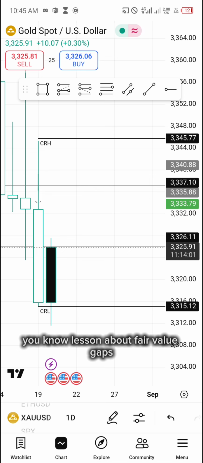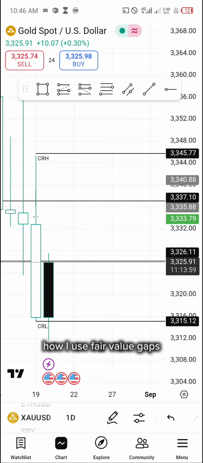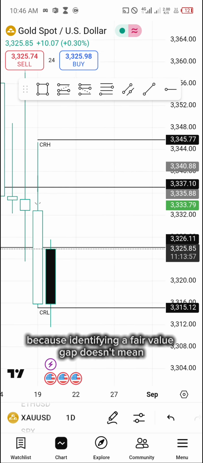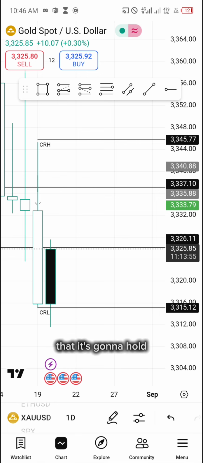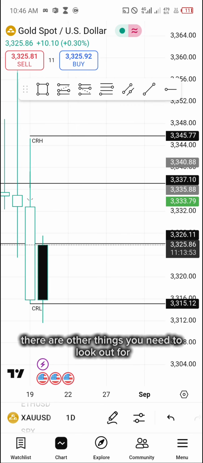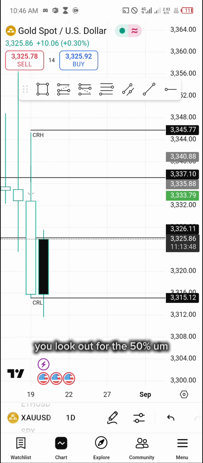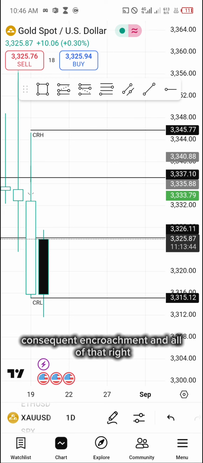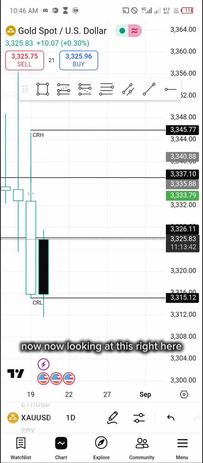Identifying a fair value gap doesn't mean that it's going to hold. There are other things you need to look out for, like when the fair value gap is large, you look out for the 50% consequent encroachment and all of that, right?